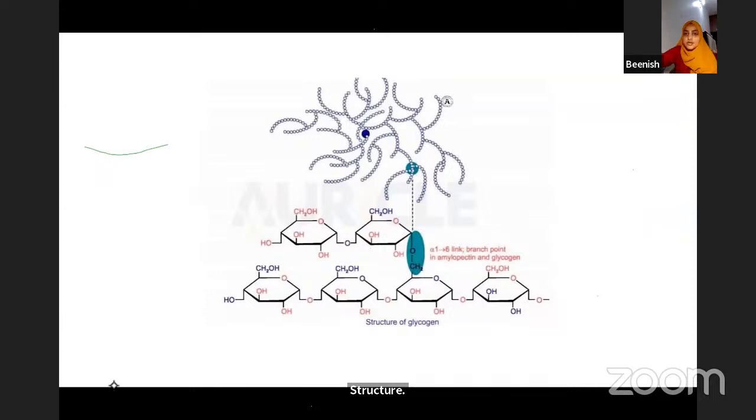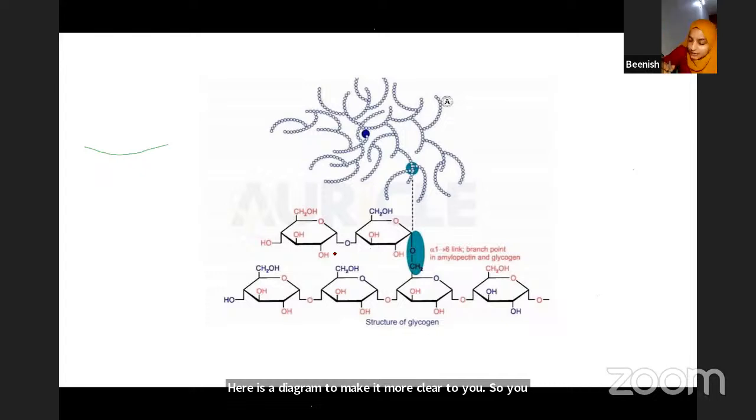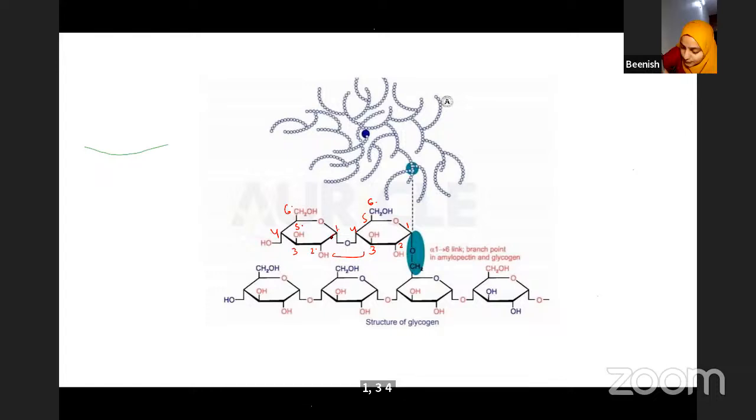Here is a diagram to make it more clear to you. So you can see in the straight chain, this is carbon 1, this is carbon 2, 3, 4, 5, and 6. This is again carbon 1, 2, 3, 4, 5, and 6. So in the straight chain, you can see there is linkage between carbon 1 here and carbon 4 here. So this is alpha 1,4 linkage. You can see that? And at the branch point here, they have zoomed in.